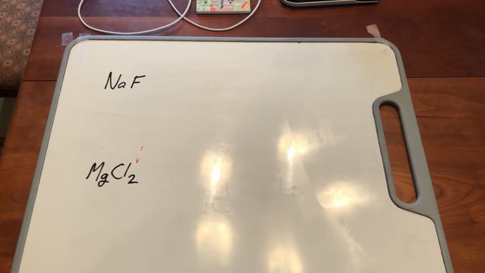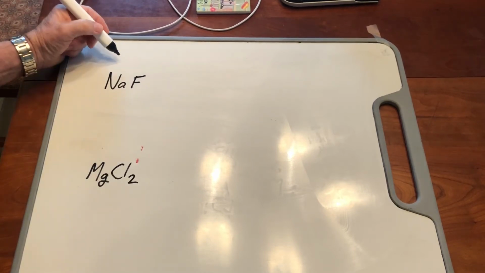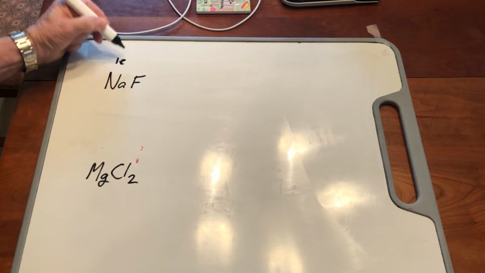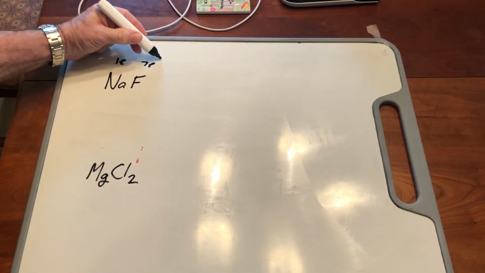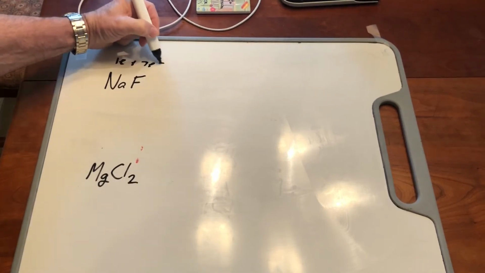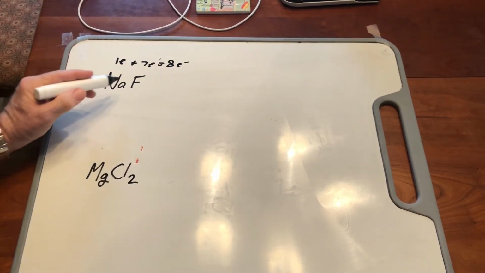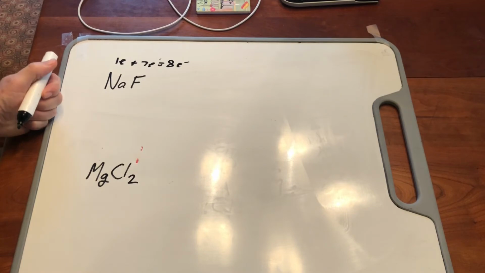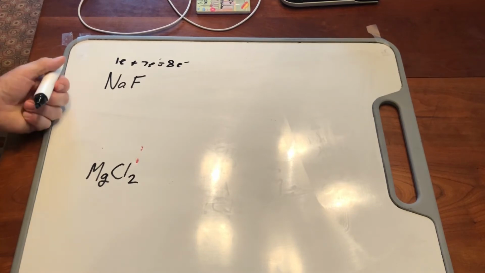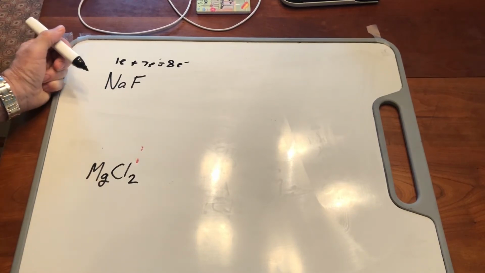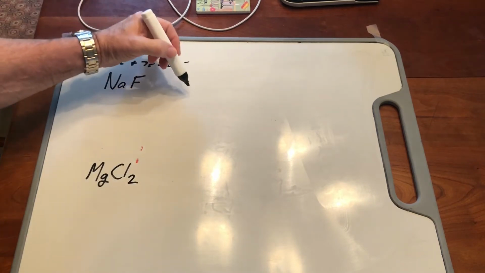Okay, now we're going to look at how you do Lewis structures for ionic compounds. We still start the same way. We start out by counting valence electrons. We've got 1 electron here, we've got 7 electrons there. So the total is 8 valence electrons. Now, sodium is a metal, fluorine is a nonmetal. Even if we were to take the time to look at electronegativity differences, we'd see that this is clearly an ionic compound. So what do we do for these?